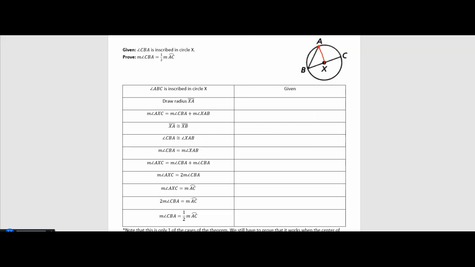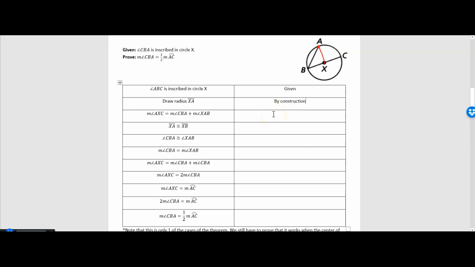Now, there's no proof for this, right? All we've done is constructed the radius. So what we say here is this step is just justified by a construction. We've just drawn a segment from A to C. If you didn't get that one, that's okay.